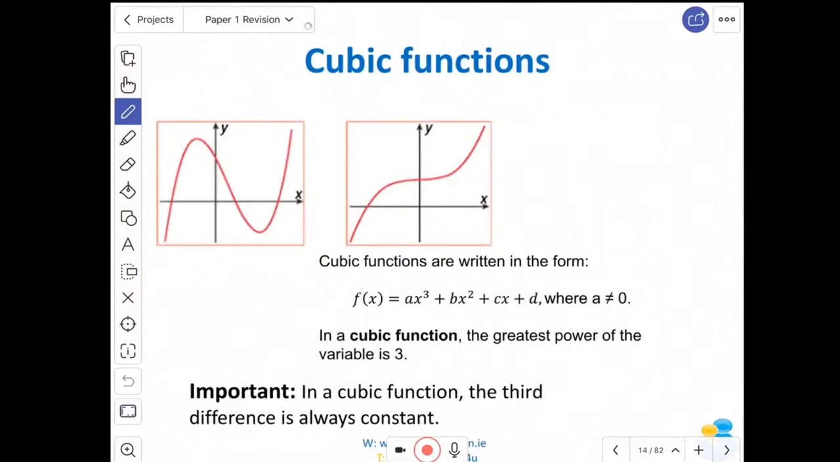Moving on then, we've got our cubic functions. So our cubic functions are written in the form ax cubed plus bx squared plus cx plus d, where a is again not equal to 0. And your cubic function, the greatest power, is obviously going to be 3. And following on then, in a cubic function, the third difference is always constant. So you can see the relationship between all these as we're going along. And look, the graph of a cubic is going to look different depending on how many roots it has, and we'll get into that in a little while, but there are just some examples.